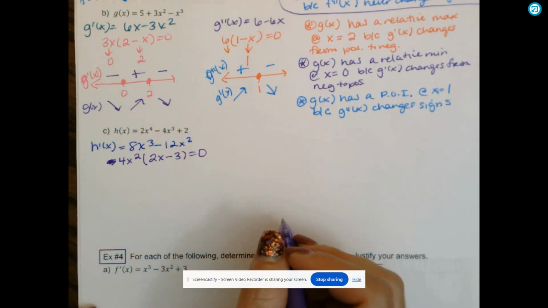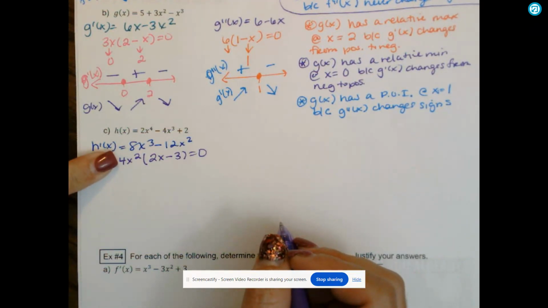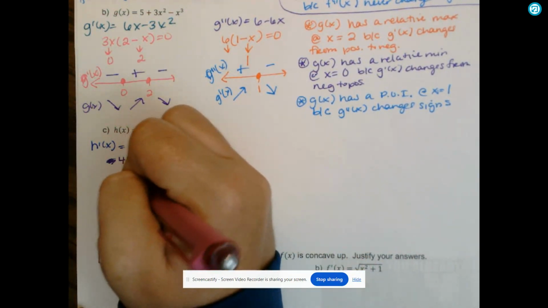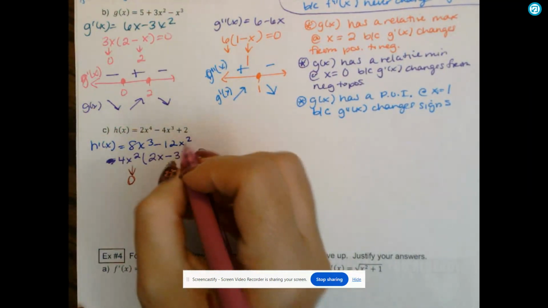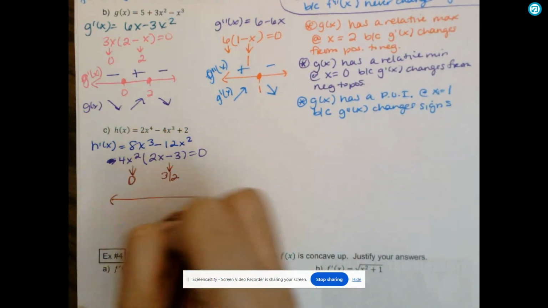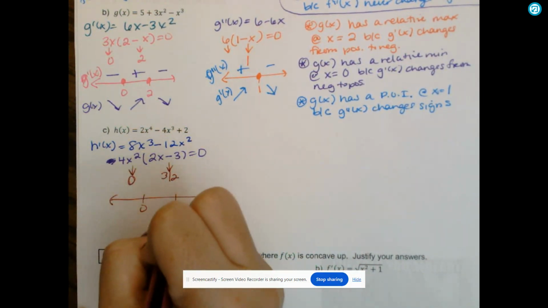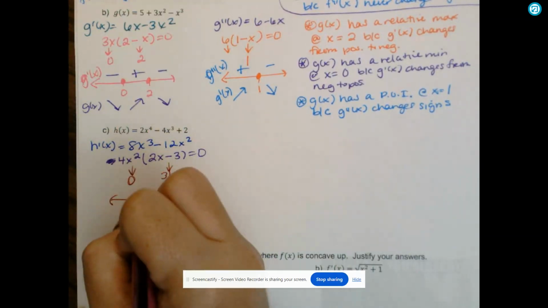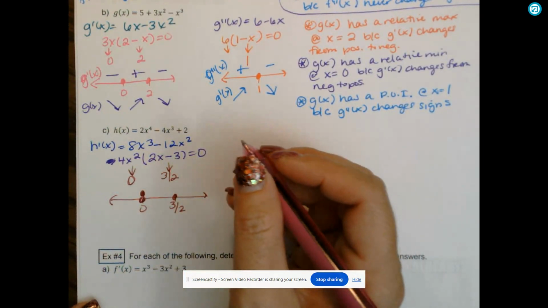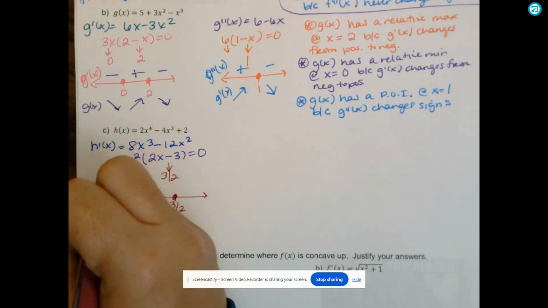I don't have any whiteout at home, y'all, so you just have to pretend that this little blob's not there. It's a habit of writing that equal sign. Okay, so then our zeros here are going to be 0 and 3/2. All right, so now let's do our sign analysis with that. 0 and 3/2. 0 appears twice. 3/2 appears once, so this is h prime of x.